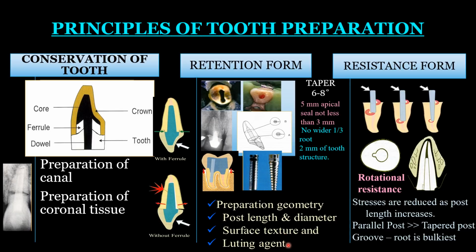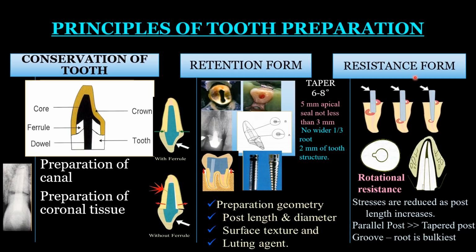Then comes the luting agent. The choice of the luting agent has actually little effect on the post retention if it has a good fit with the canal. And the resin cements have an added advantage that they bond to the dentine and the post material, so they show less microleakage. We can also use zinc phosphate or glass ionomer cements.